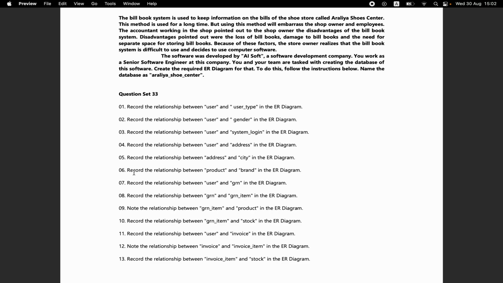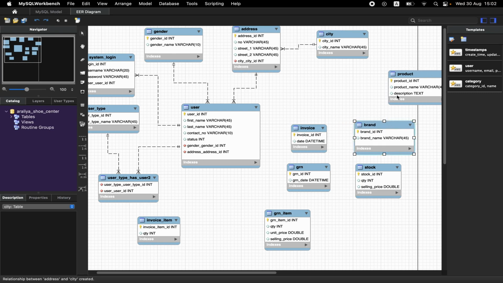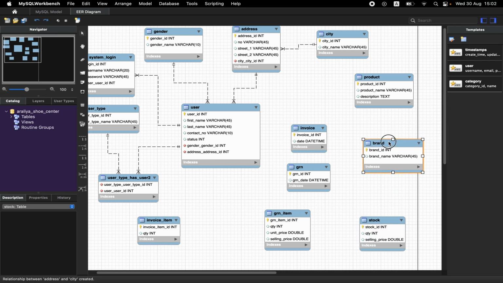The sixth question is record the relationship between product and a brand. The relationship between a product and a brand is brand can have one or many products, but one product can only have one brand.